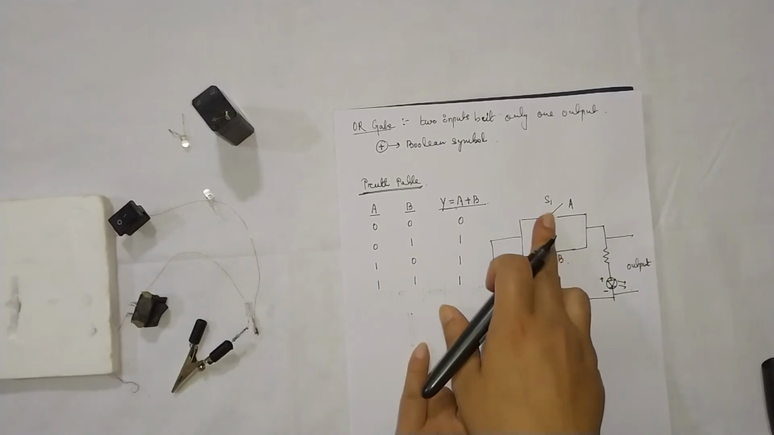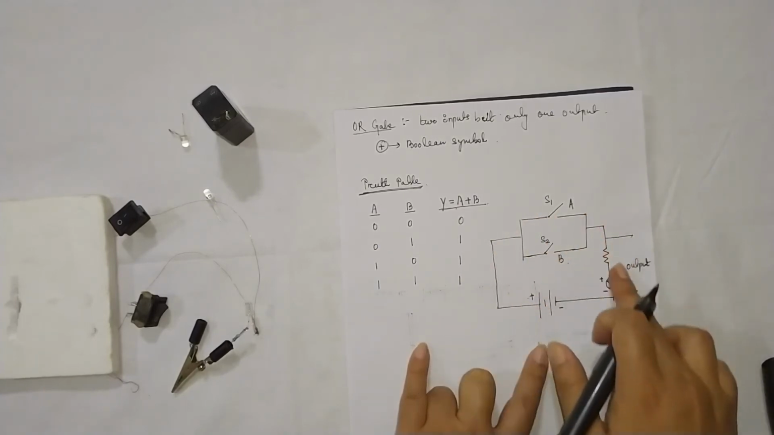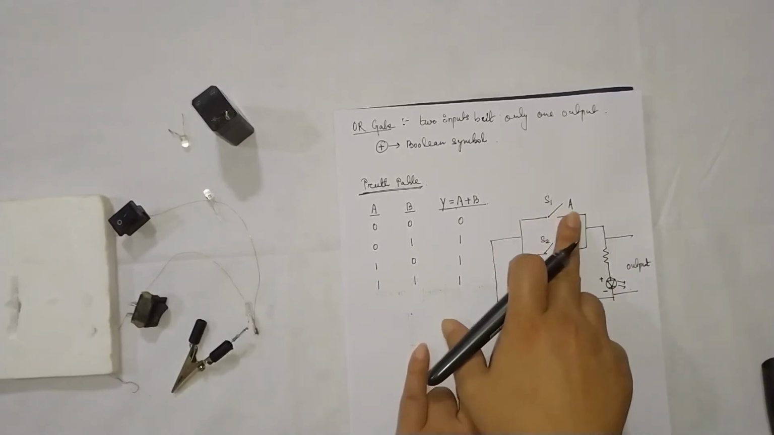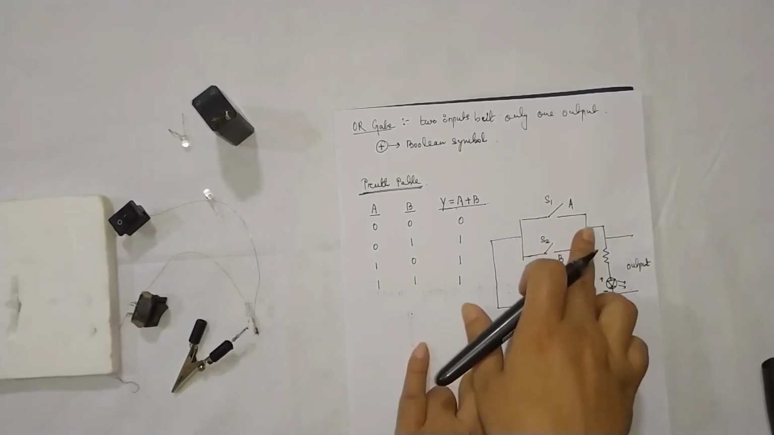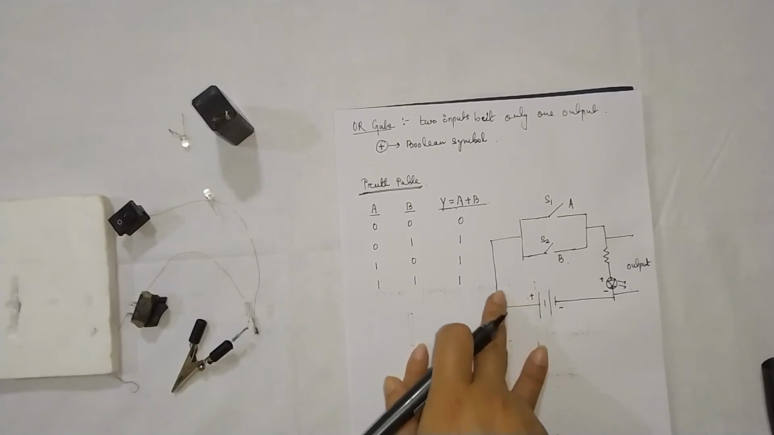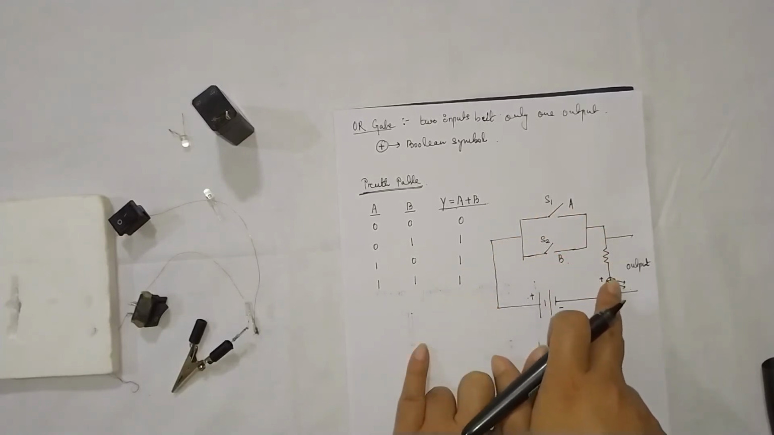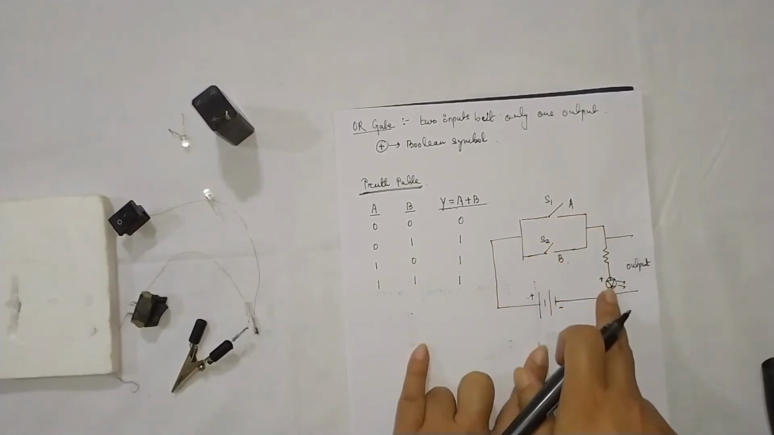Whenever one of the switches is closed, the circuit is closed. That means if A is closed and B is open, this one will be an open circuit, but the current is going to flow in the upper one, that is across this A. So we are going to get the output.